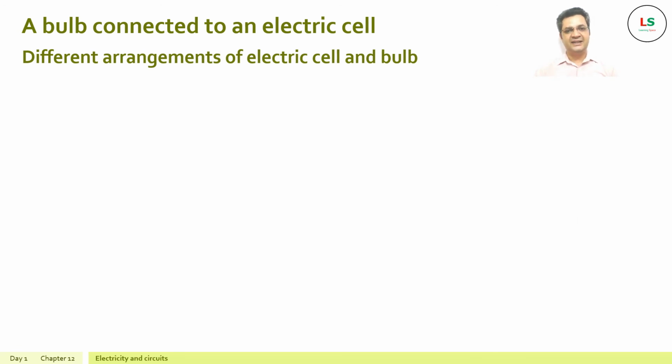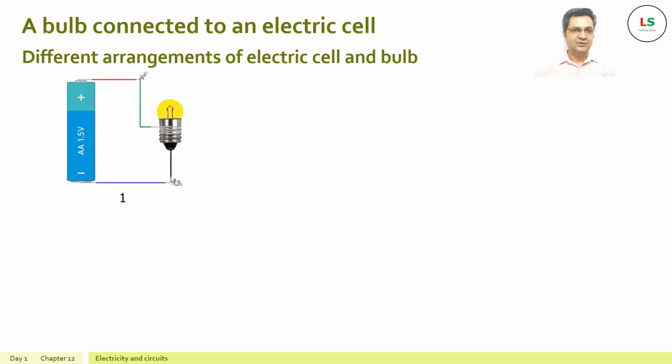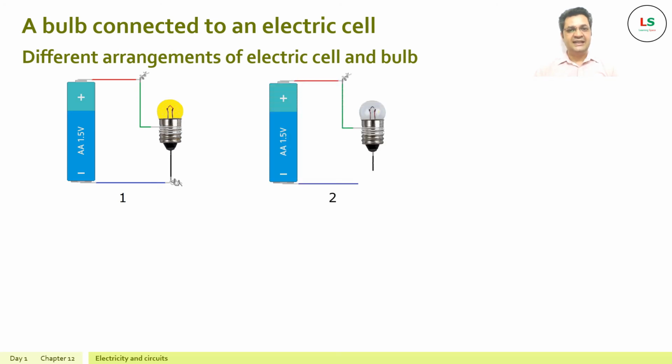Different arrangements of electric cell and bulb. Since we discussed that there are 6 ways to make the connections, let's see them one by one. Here we have the first one, wherein the metal case of the bulb is connected to the positive and the base is connected to the negative of the cell, so the bulb glows. In the second arrangement, the metal case is connected to the positive, whereas there is no connection between the base and the negative terminal of the cell. The bulb does not glow.